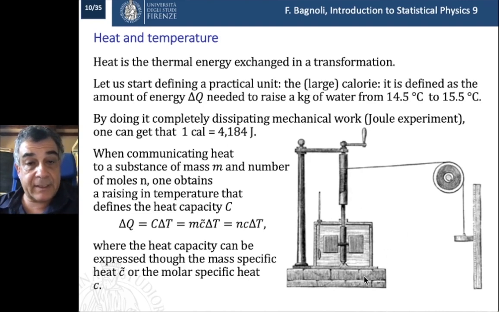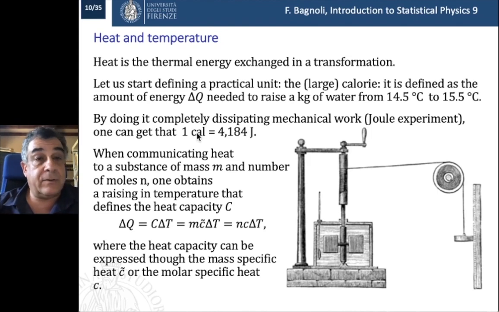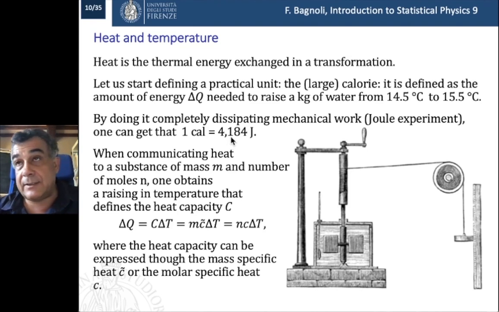Joule performed an experiment simply dissipating the potential energy of a body, which could be measured accurately using standard methods, into heat simply by friction. And in this way, he was able to compute the equivalent in joules of a calorie. So a large calorie is 4,000 joules, essentially.